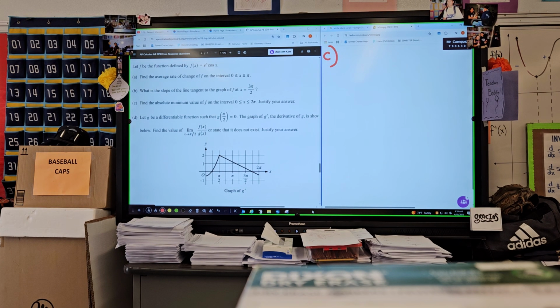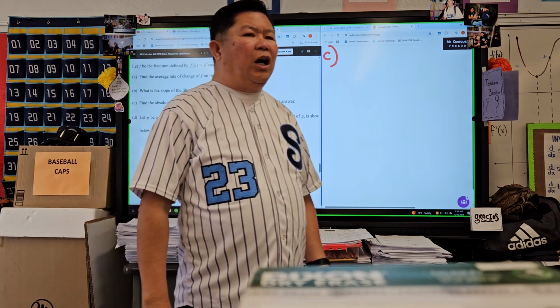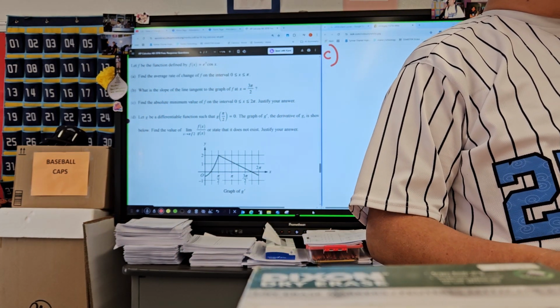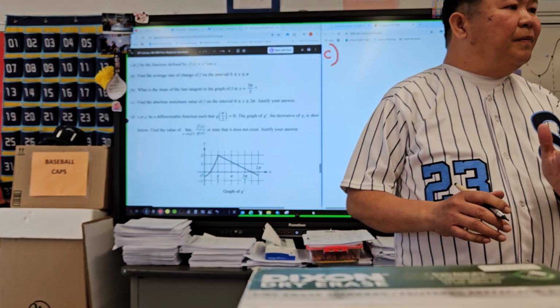Diego, can you read letter C, please? I'm looking at: find the absolute minimum value of f on the interval from 0 to 2 pi. Okay, so it's asking for the absolute minimum. Therefore, what is your idea about the minimum? Absolute minimum.